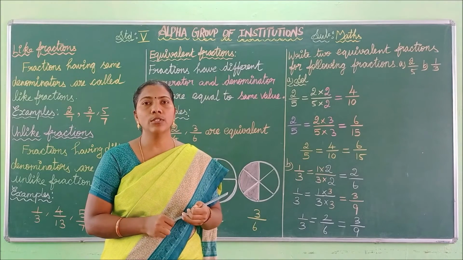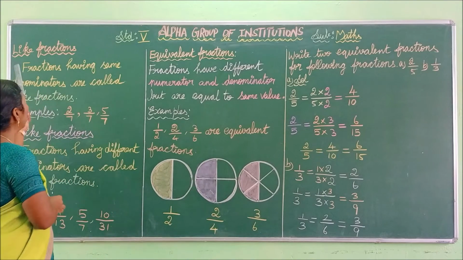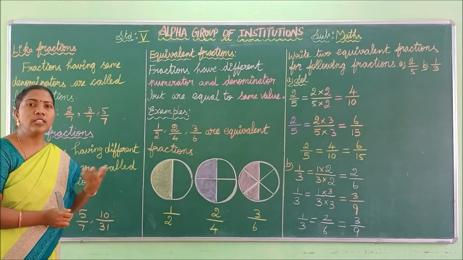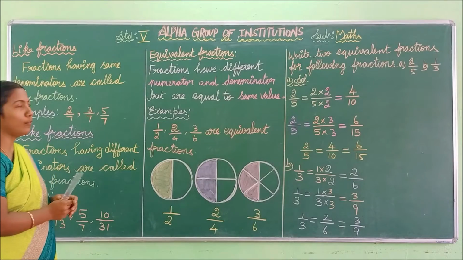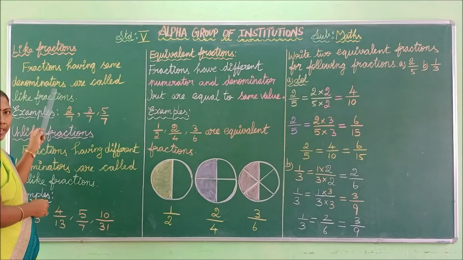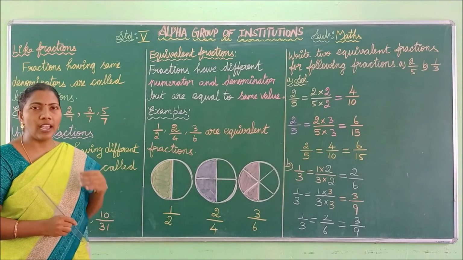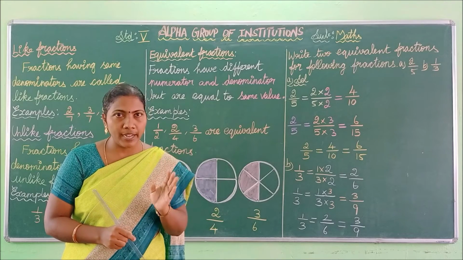Next we are going to see some more types of fraction. First we are going to see like fractions. What is meant by like fractions? Let us see the definition. Fractions having same denominators are called like fractions.